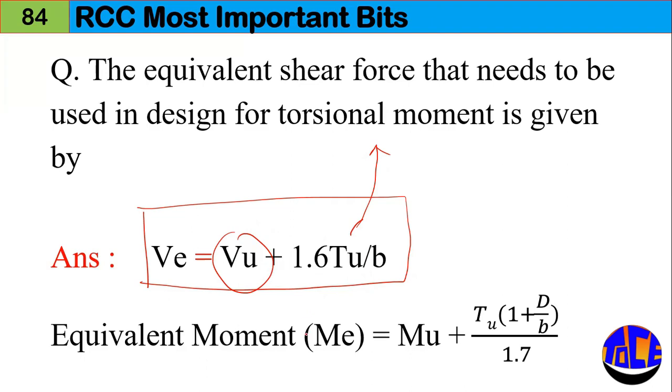And you need to calculate the equivalent moment also. For equivalent moment, the equation is MU plus TU into (1 plus D by B) divided by 1.7. So simply, for torsion design, we will be modifying shear force and moment. Remember this also: as per IS 456, for torsion design, we modify the shear force and moment for the design of the beam.